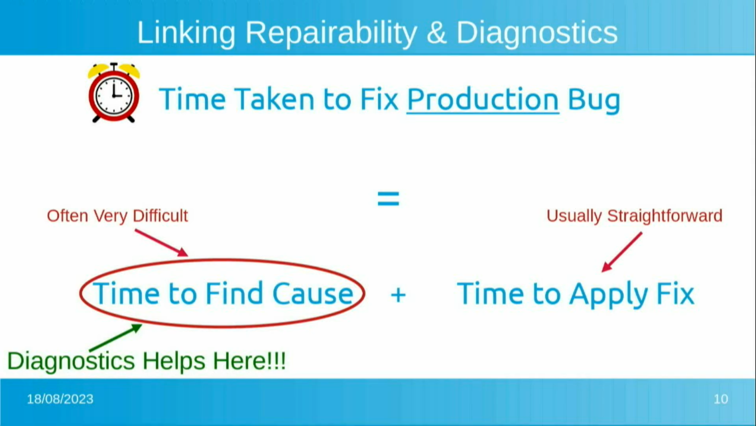And if you break down what goes into fixing a production bug, you've first got to find the cause. So you're in what I call a plumber situation. A plumber can't fix a leak, let alone even estimate how long it's going to take, unless they know exactly where the leak is. Then you've got to apply the fix, both in terms of changing your code and deploying it. And it's that first part, the time to find the cause, that can be the really, really hard part, and that's where having diagnostics helps the most.